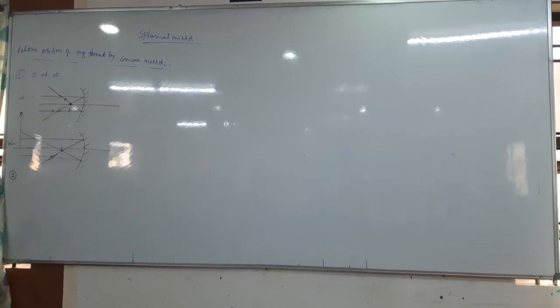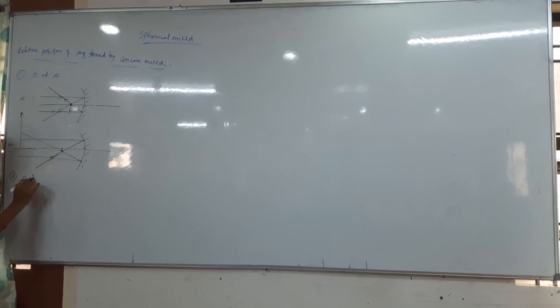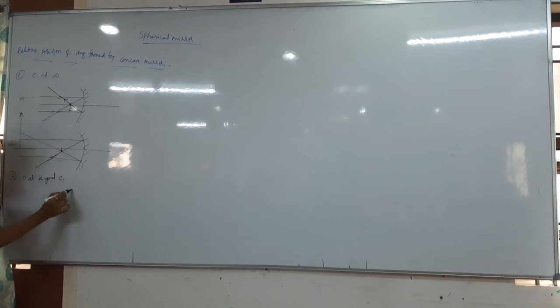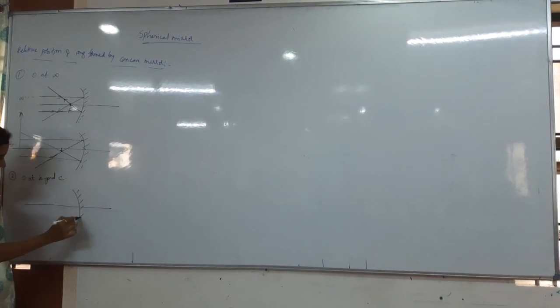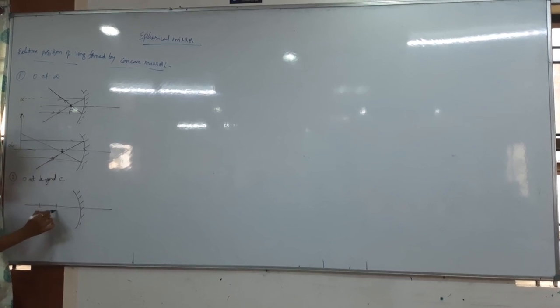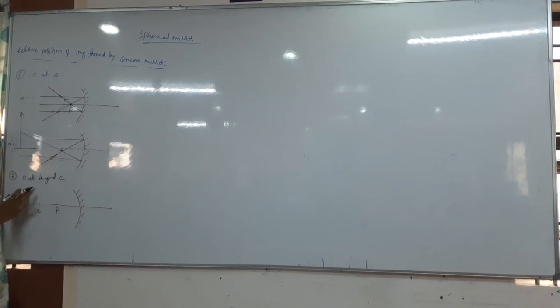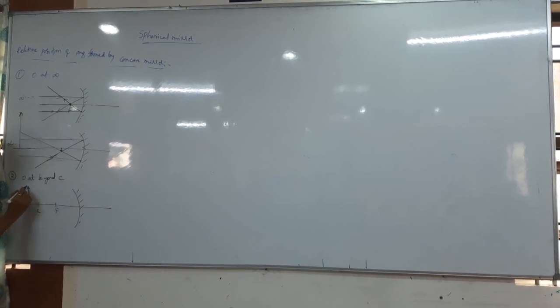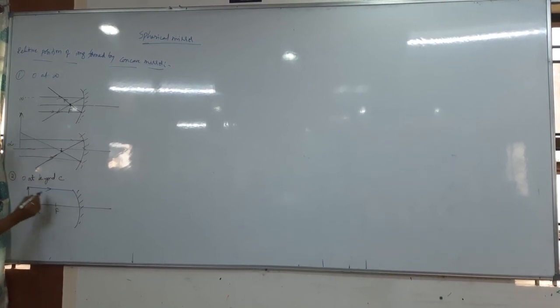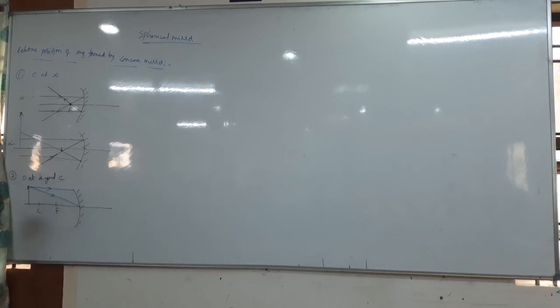Then the second case is whenever the object is beyond C, beyond the center of curvature. At that time I will get the diagram like this. This is the center of curvature and this is the focus. My object is here. I need minimum 2 rays to draw the ray diagram, so I have taken 2 rays like this. One is the paraxial ray, another is the pole ray, which is passing through the pole. Always one is paraxial, another should pass through the pole only. Then only we can understand the ray diagram properly.